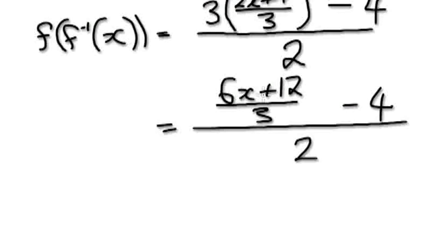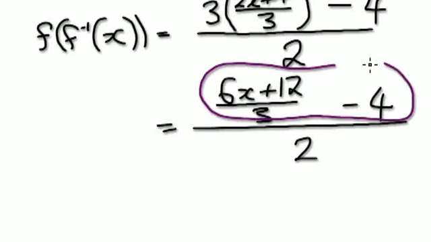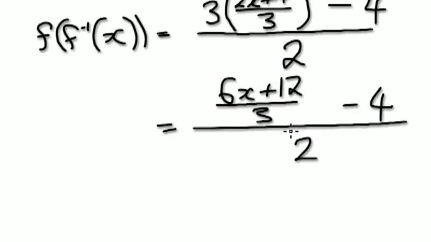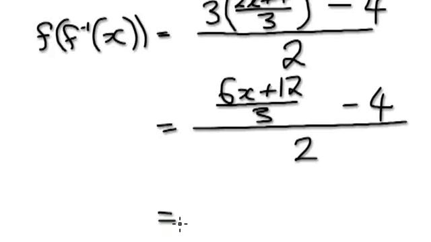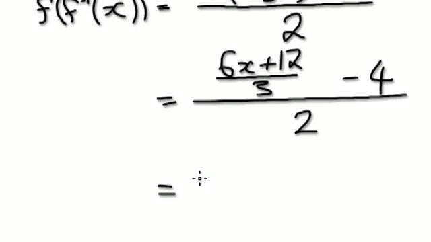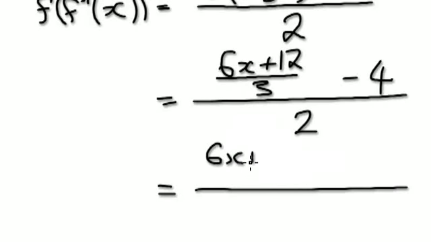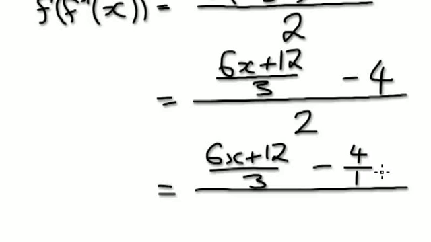Okay, let's merge these two together into one fraction, and then we can easily divide by 2, because at the moment it's quite ugly. So merge these two together, so it will become 6x plus 12 over 3, and then turn the 4 into a fraction and multiply top and bottom here by 3. So this here will be 12, and this here will be 3.